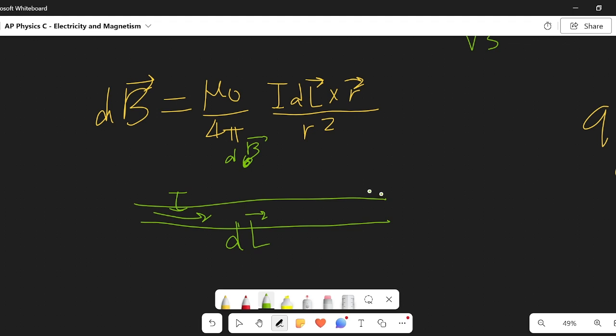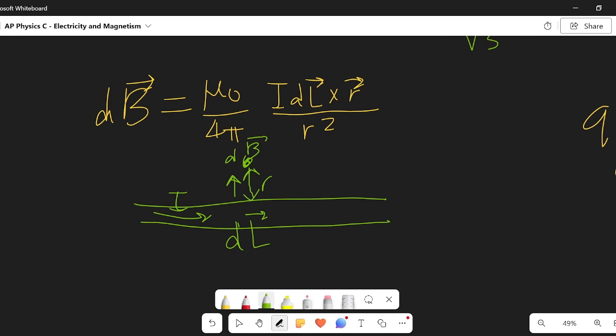And so in this case, R is the distance from the current, and the R vector is the direction in which it is pointing, right? So the R will be that, and the direction in this case will just be pointed up like so. So this is how it'll look, right?